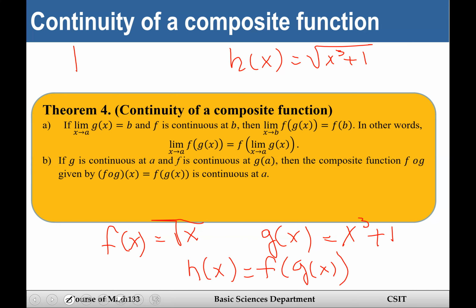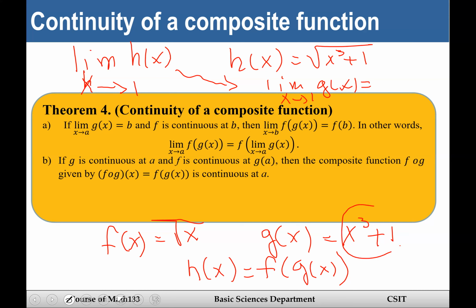If I want to study the limit of h of x when x approaches 1, that means you start with g of x when x approaches 1. So you do limit of g of x, x approaches 1. This is a simple example just to understand the concept of composition. When we replace, g of x is equal to 2. Then I will go to f and study the limit at this point. So limit of f of x when x approaches 2 is equal to root 2.